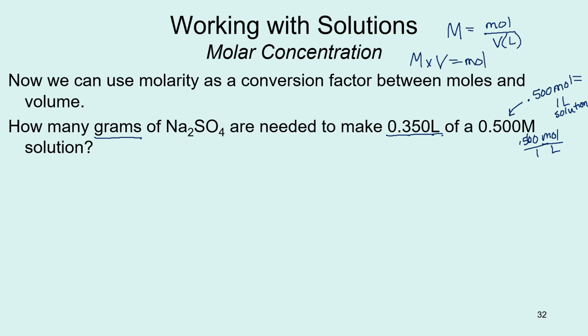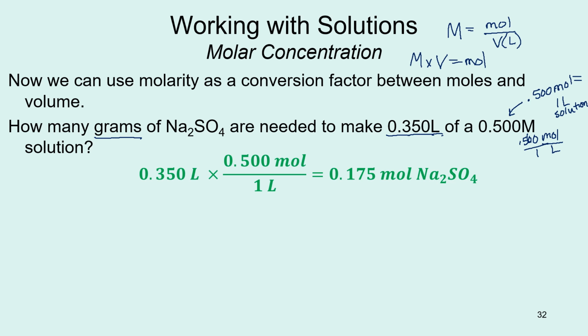So you could just do that. Or like I said, the other way is that you can use this as a conversion factor. So I start with what I know. I want to make 0.350 liters, and I want it to be 0.5 moles per liter, so my liters cancel. So I know that to make this solution, I have to put in 0.175 moles of Na2SO4.